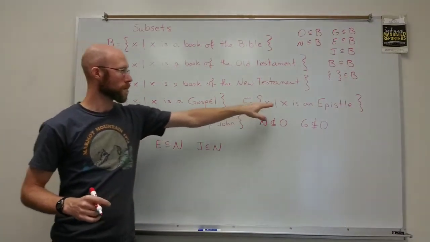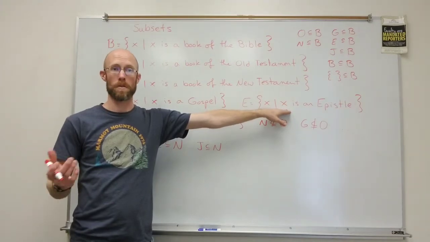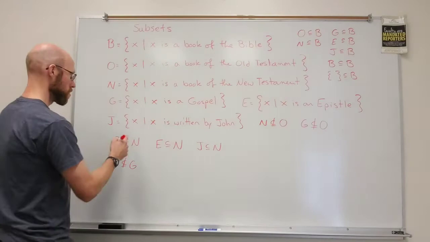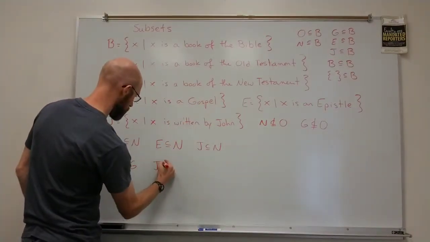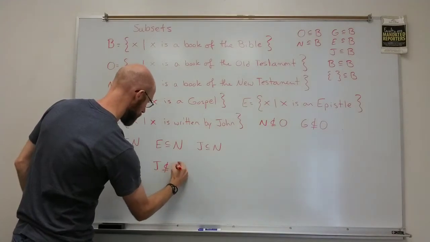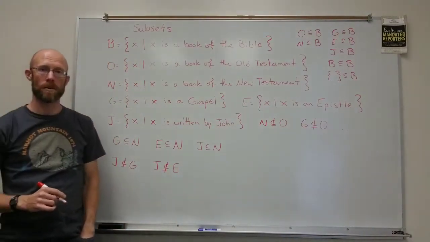John did write three epistles, but his other two books, the Gospel of John and Revelation, are not epistles. And so since there are some books in J that are not in E, J is not a subset of E. Right?